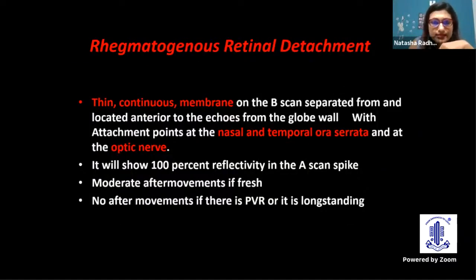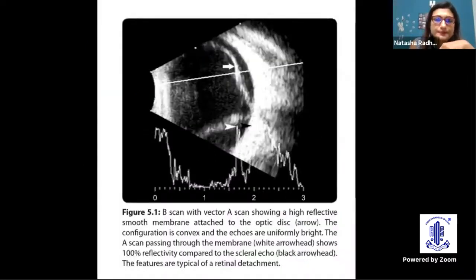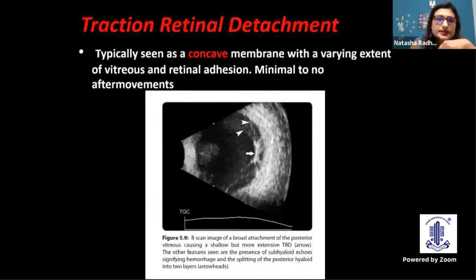In rhegmatogenous retinal detachment, it will be a thin continuous membrane which is attached to the optic nerve. It will show 100% reflectivity, and moderate after movements if it is a fresh RRD, and no after movements if there is PVR or it is a long-standing RD. Here you can see it is much thicker than the PVD. You can see there is attachment to the optic nerve, and if you see the A scan vector, which is shown by that white arrow down, you can see that it has a 100% spike of a retinal detachment.